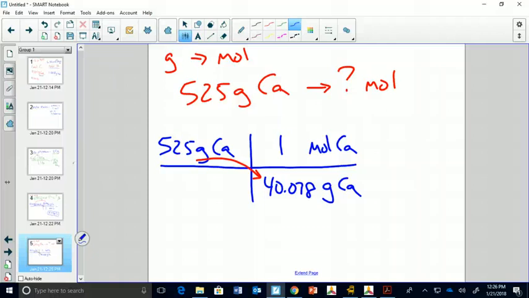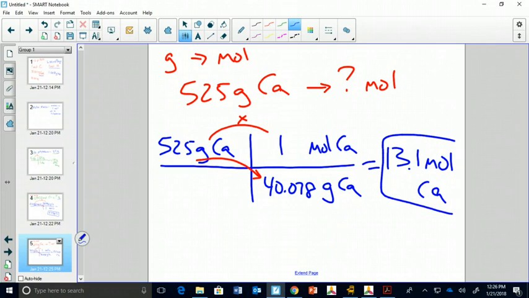You do that math. In this case, we're multiplying these guys, and then we're dividing the answer. So 525 times 1 is, of course, 525. Divide by 40.078. So therefore, my answer here is going to give us 13.1 moles of Ca. And that's my answer. Again, 3 significant digits because that's the number I started off with.